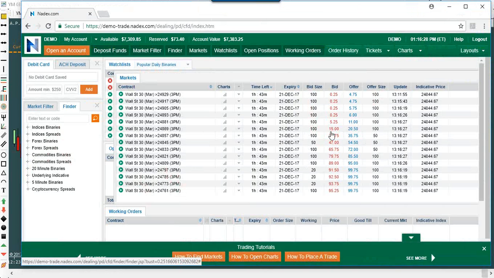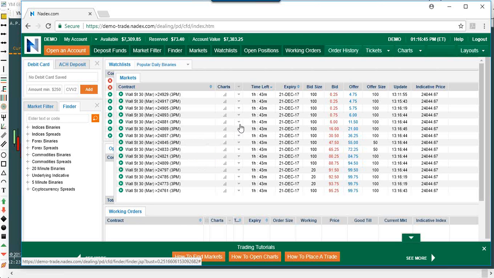You have different reasons to choose different binaries, right? As far as getting an out of the money binary, an at the money binary, or an in the money binary, that's all going to be based on your strategy or system and what the market is doing that day, right?